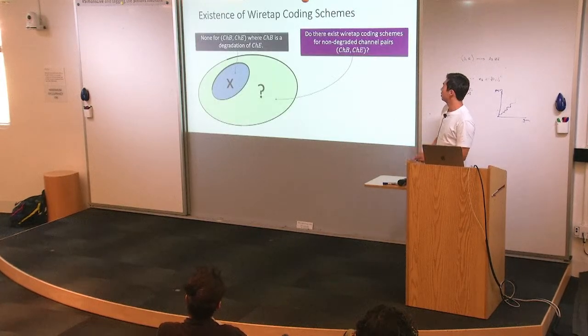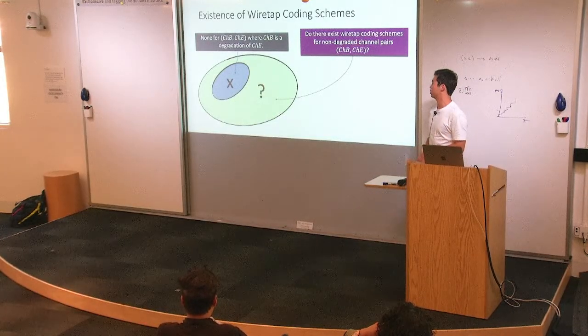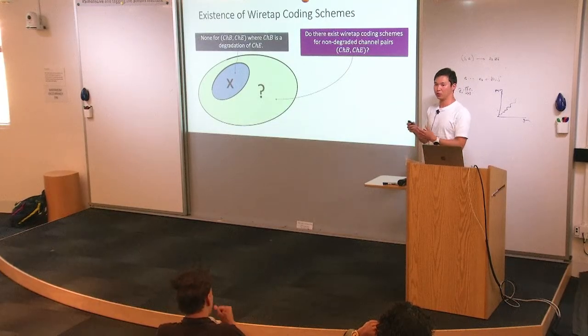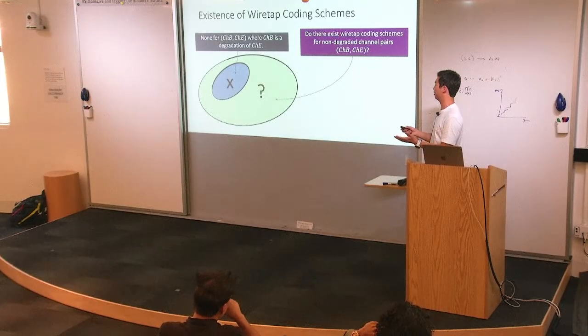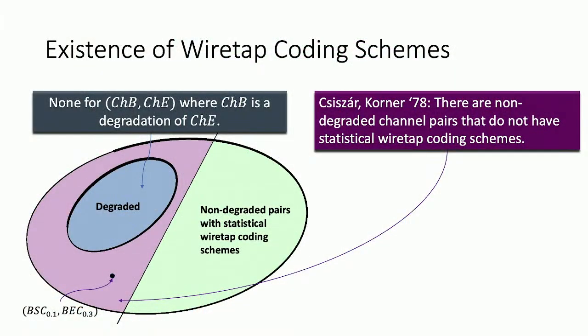Great. One can naturally ask, we have this triviality: if you have a degraded channel pair, there's no wiretap coding scheme. Is it true that for every non-degraded channel pair, you can get wiretap coding schemes? Let's first ask this information theoretically. This was completely characterized in a work of Csiszár and Körner in 1978. They showed that, surprisingly, there are non-degraded channel pairs that do not have statistical wiretap coding schemes. By statistical here, we mean that Eve is computationally unbounded.